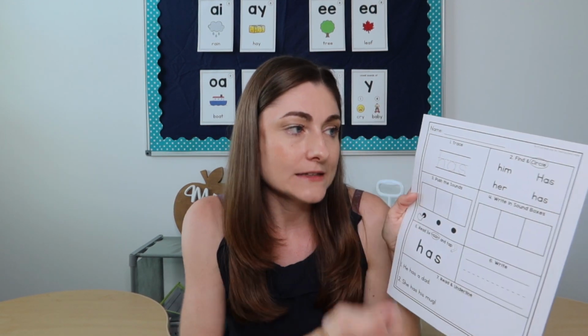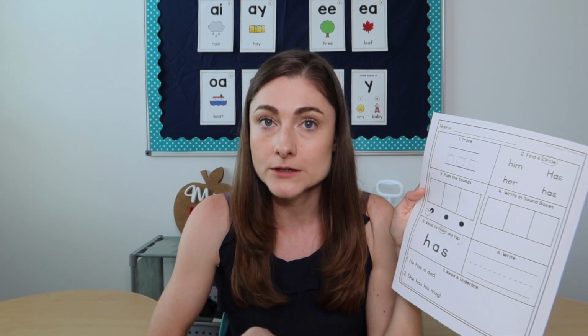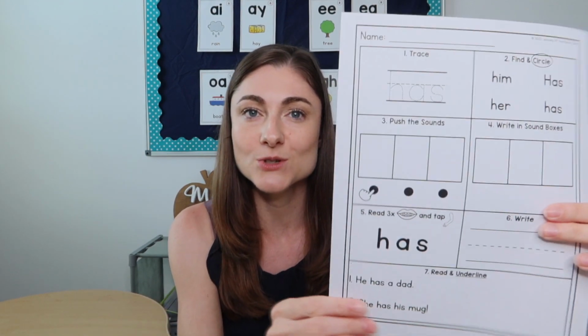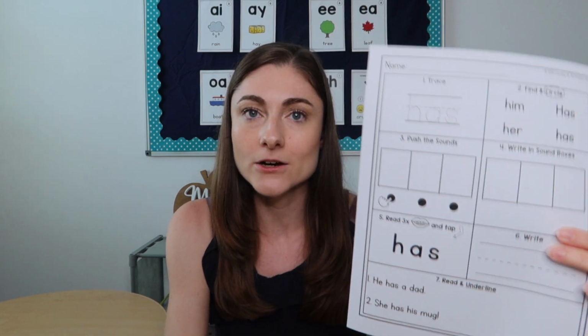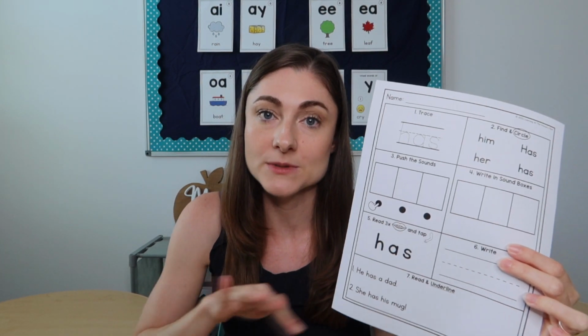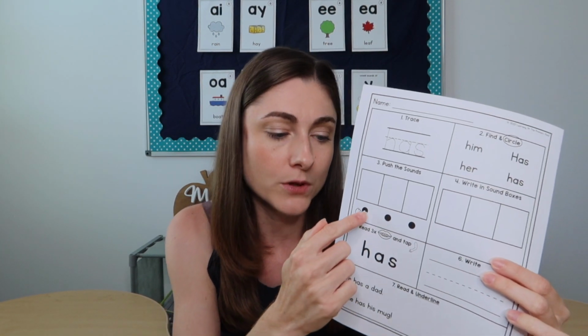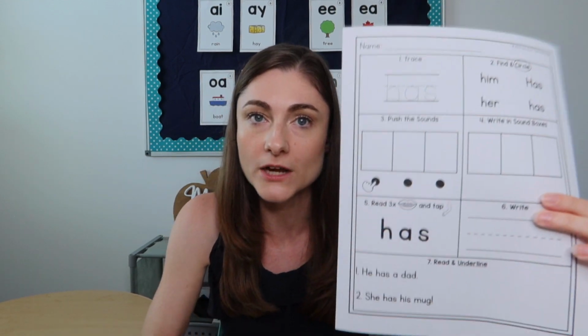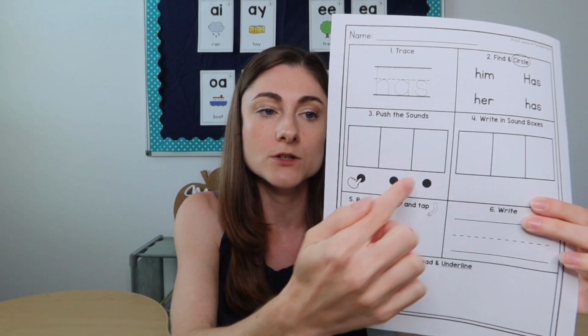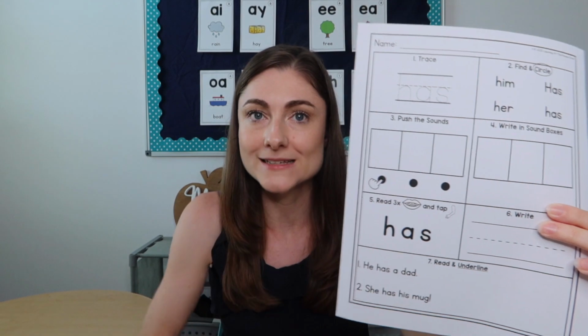So, they're tracing the word, they're finding the word, they're learning to recognize it right here. Let me hold this up so you can actually see it better. On here, I'm not going to be able to show it because it would have to be done on a tabletop, but you have them put 3 counters or 3 little objects underneath each box, 1, 2, 3. And then this word is has, right?